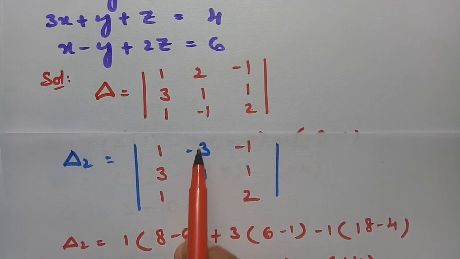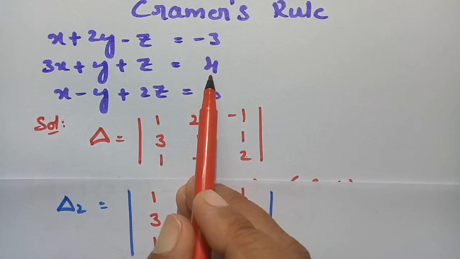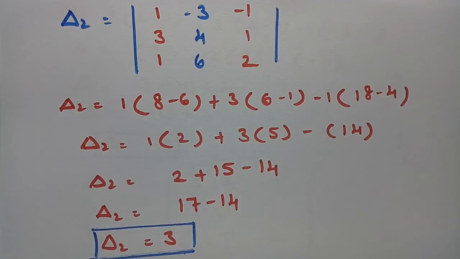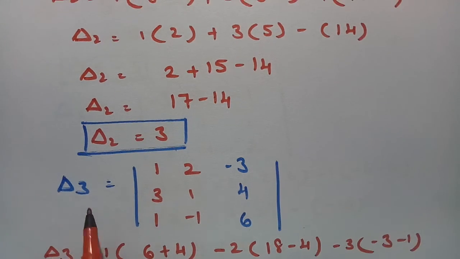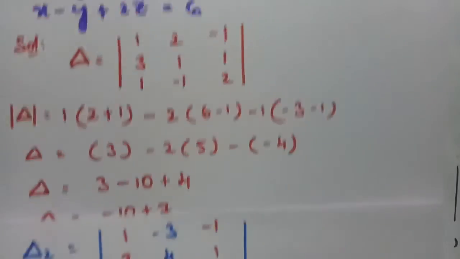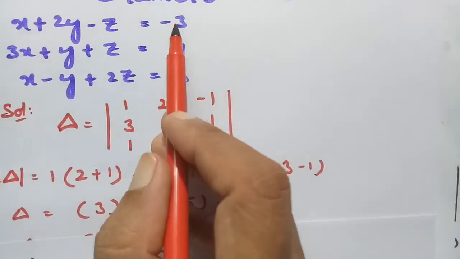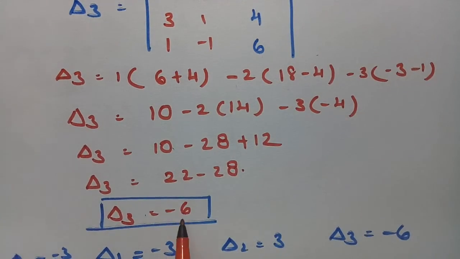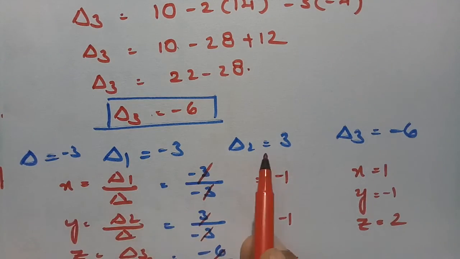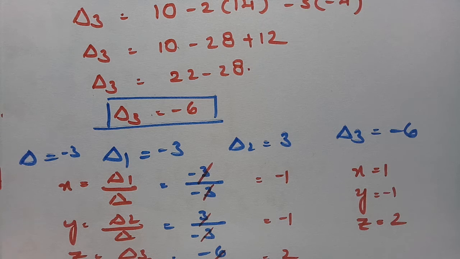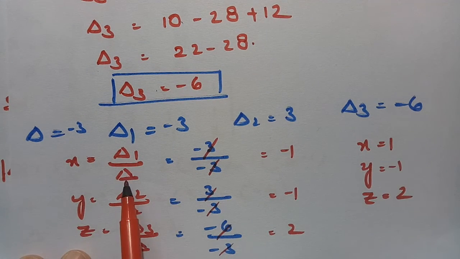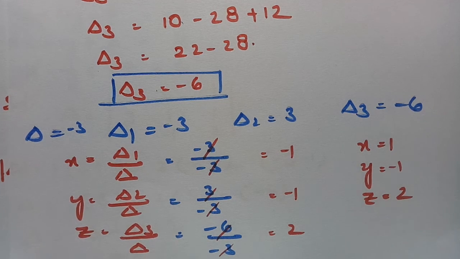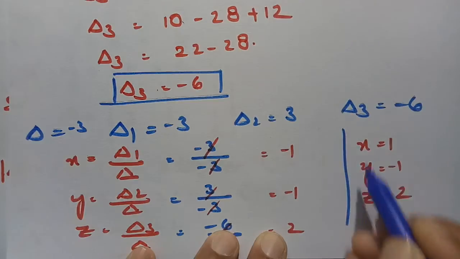For the second one, from delta, column 1 and column 3 are the same, whereas column 2 is the constants from the right side of the given equations. I found the determinant, and delta 2 is equal to 3. For delta 3, column 1 and column 2 are the same, and column 3 I replaced with all the constants from the other side of the equation. So delta 1, delta 2, delta 3 are all here. For finding the x value, it is delta 1 by delta, for y delta 2 by delta, and for z delta 3 by delta. I got all these values, and this is how you have to solve.